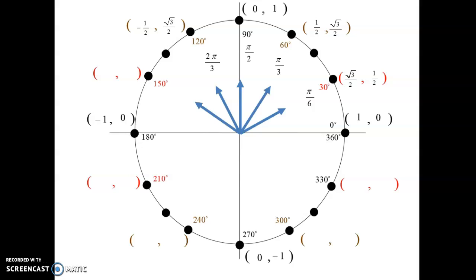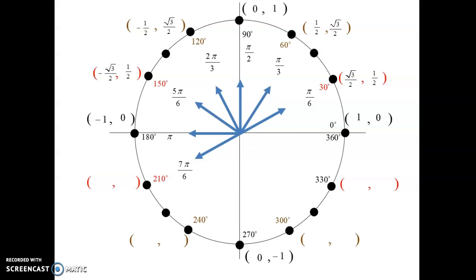As we move around some more, we're going to get 5 pi over 6. Again, the x's are negative, the y's are positive. And then finally 6 pi over 6 to get you pi. So that's the top half. We're going to continue on. We counted to 6. We've got 6 more to go.